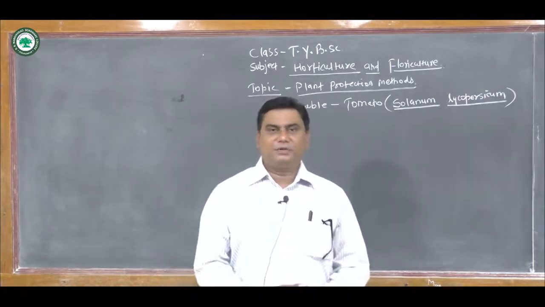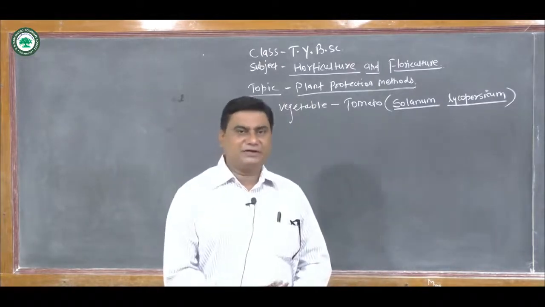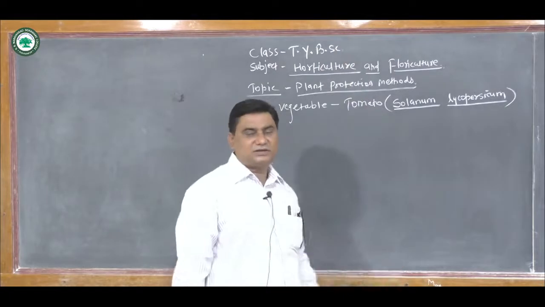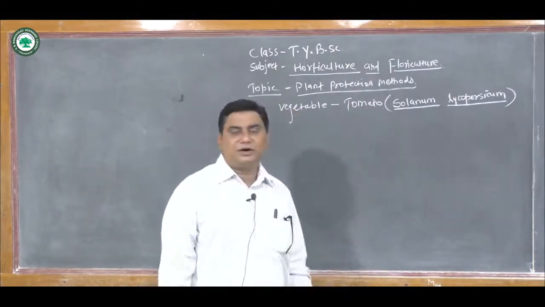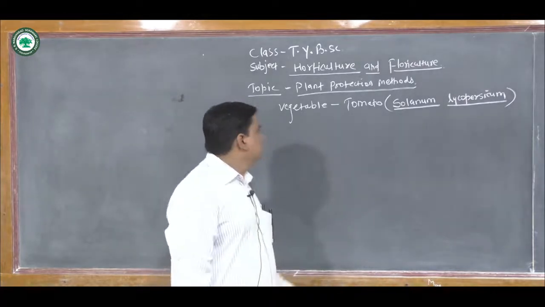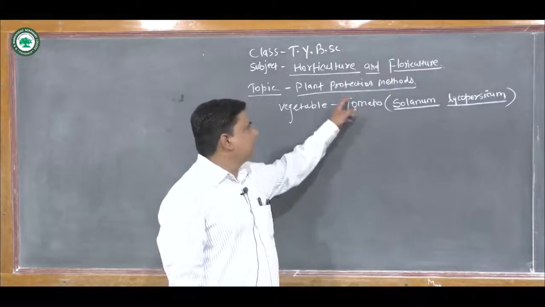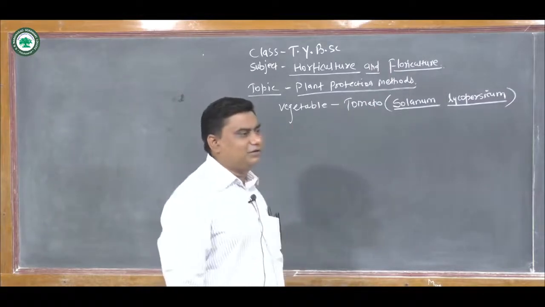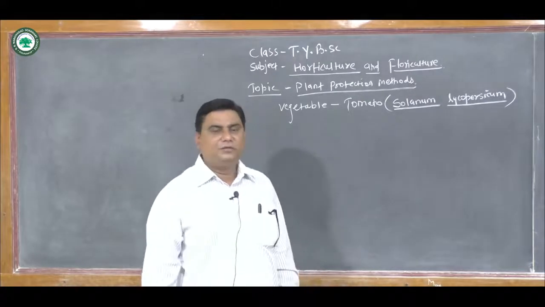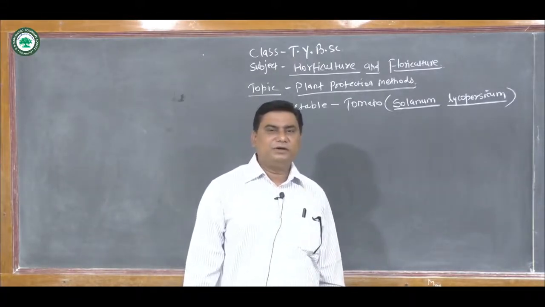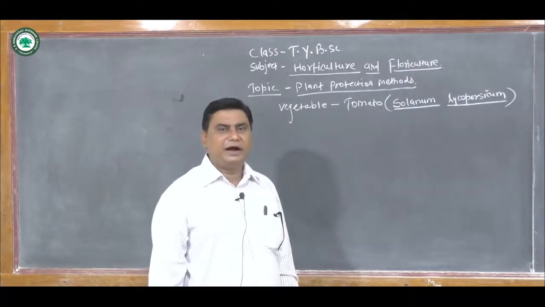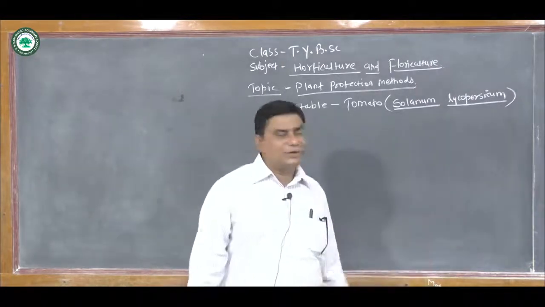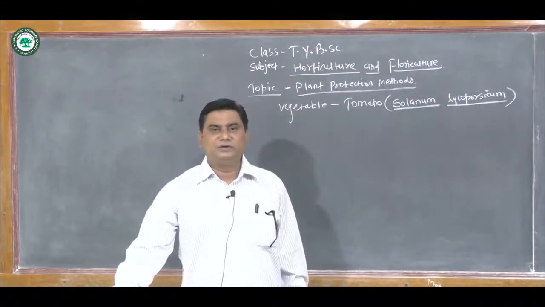Friends, today we are going to see the plant protection method. The topic is from the T.Y.B.Sc class. There is a paper that is horticulture and floriculture. From that there is a topic, the plant protection method, and today we are going to see the plant protection method for a vegetable. In the last video lecture we had seen the plant protection method for fruits, mangoes and bananas. Here the vegetable is Solanum lycopersicum, or what we call Lycopersicum esculentum.